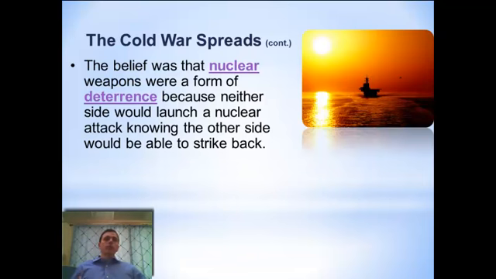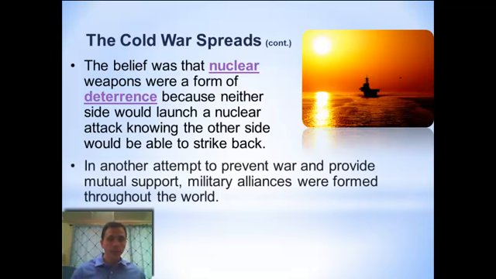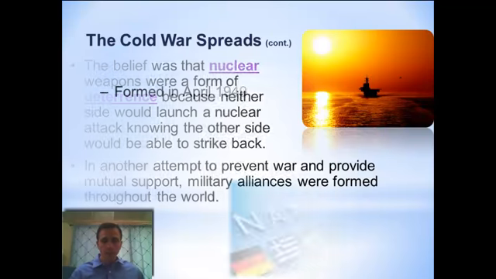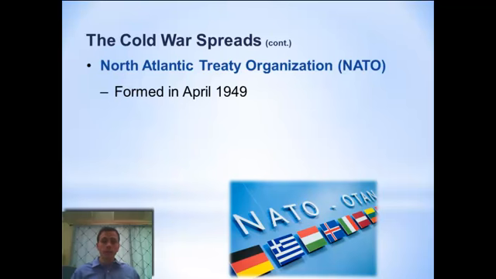Deterrence was this idea that if both sides created these huge stockpiles of nuclear weapons, it would keep the other side from attacking. They wouldn't strike because they know if a nuclear war broke out, both countries would be completely destroyed. So they also started to create alliances with other countries throughout the world. Not only did they have this huge stockpile of weapons, but each side tried to create as many alliances as possible. I'm just going to quickly go through some of the different alliances.